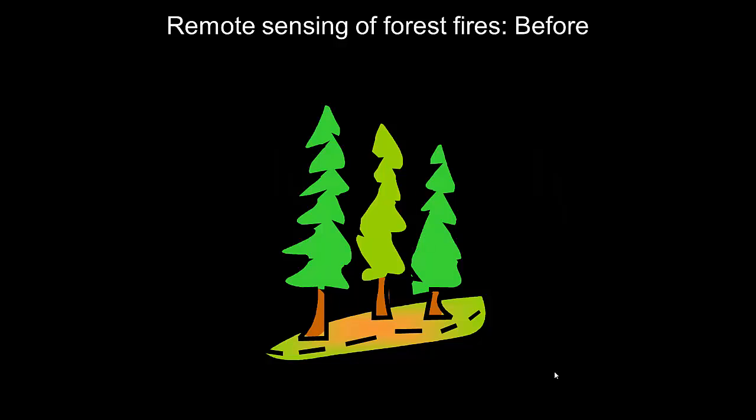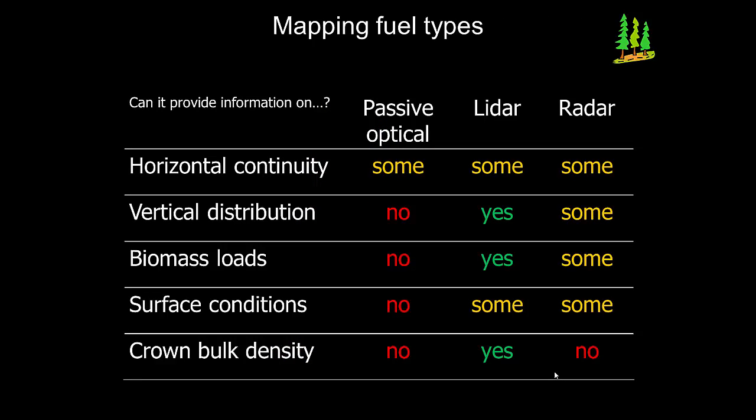So let's start with the pre-fire risk assessment of wildfire. The first application is to map fuel types. In this regard, we'll need to get information about the horizontal continuity of the fuel, the vertical distribution, the biomass loads, the surface conditions, and also the crown bulk density. This is because all these parameters will influence the way the fire will behave.